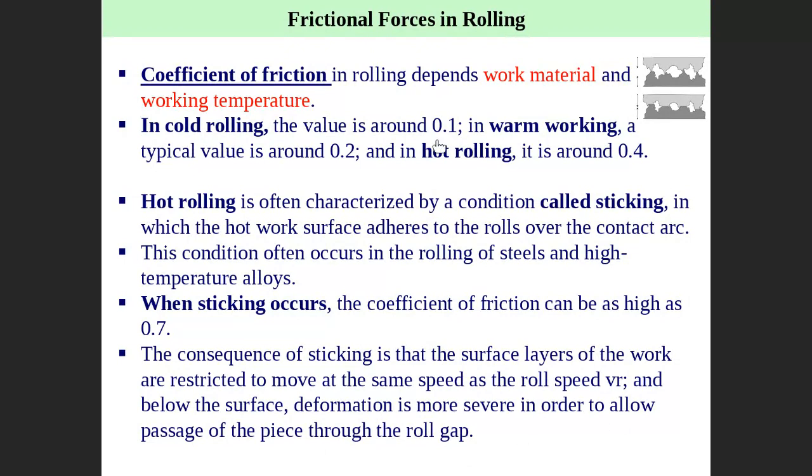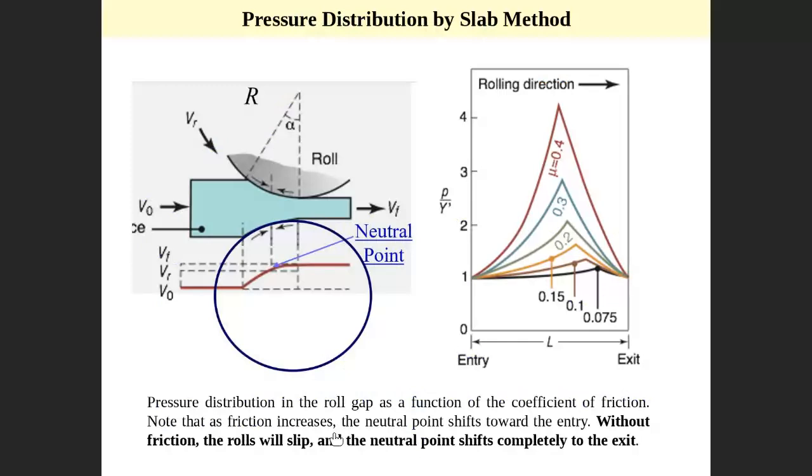So also friction is okay. Higher friction is fine, but very high friction is bad actually. So 0.1, 0.2 is reasonable, 0.3 is okay, 0.4 is high actually. But if you reach 0.7, then severe damage will happen in the rolling process. We should not allow the friction to increase up to this level, right?